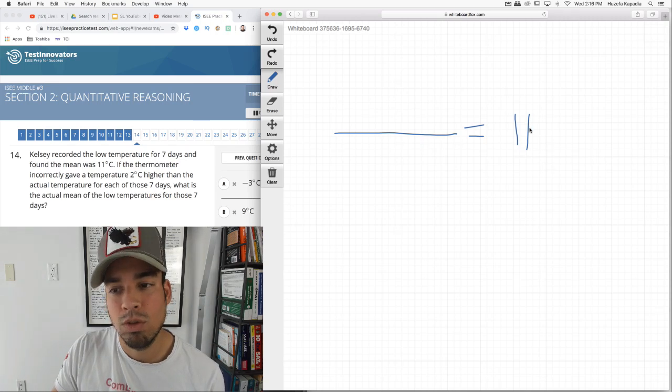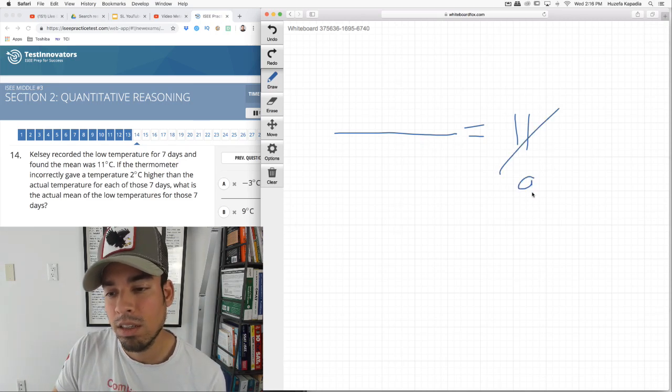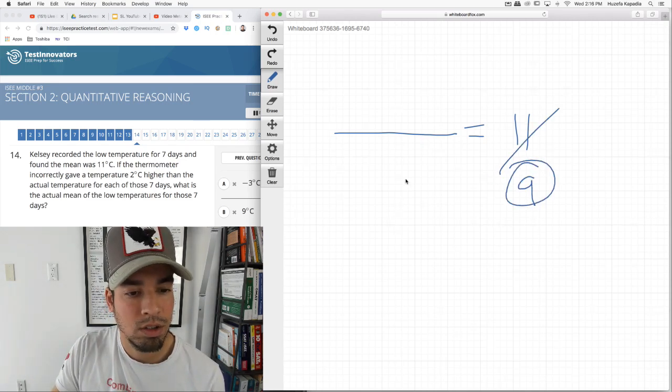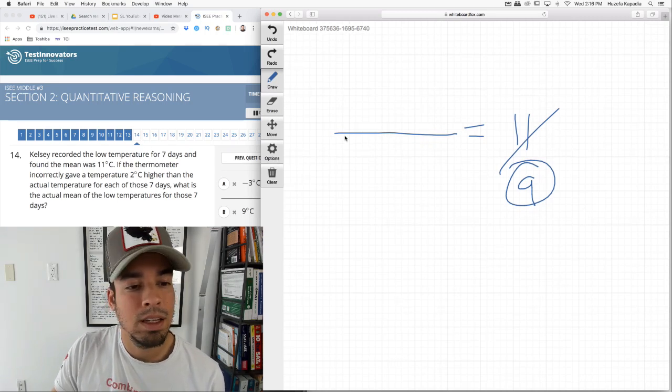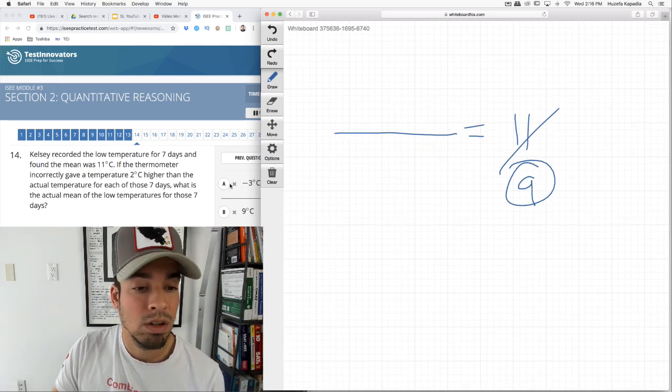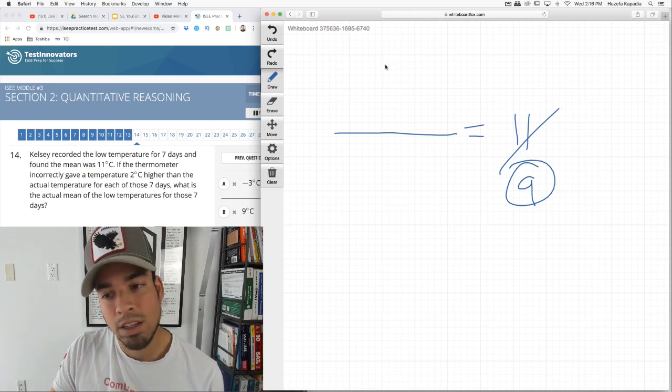So each day was 2 degrees higher, so that's going to drop down by 2 degrees. That's 9 degrees. That's it. You may be thinking, oh, it's 14 degrees lower, so -3. I can show you an example.